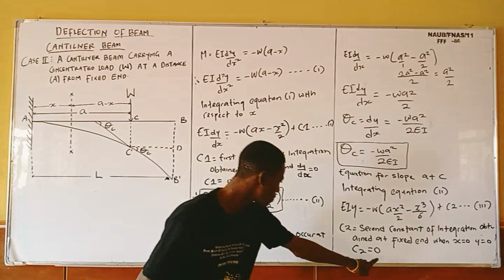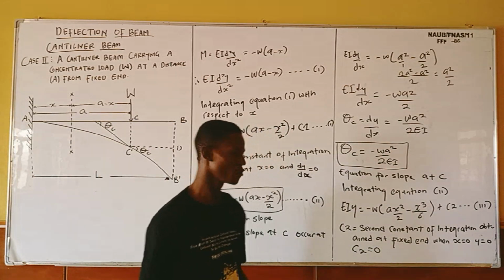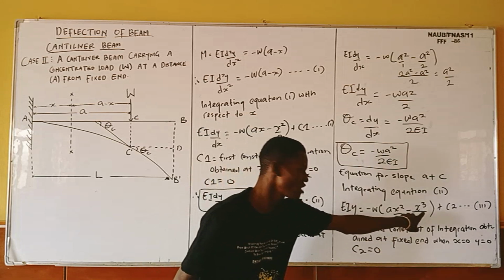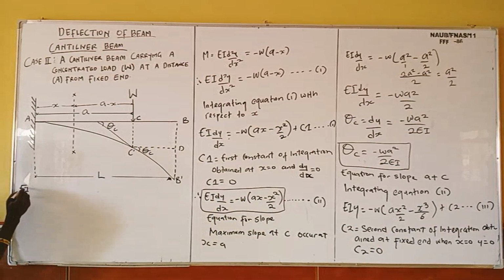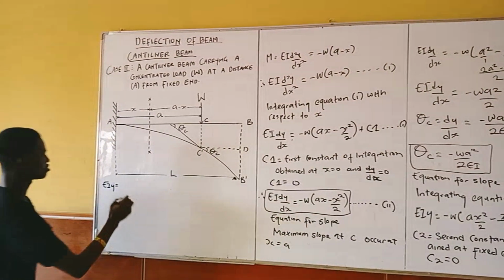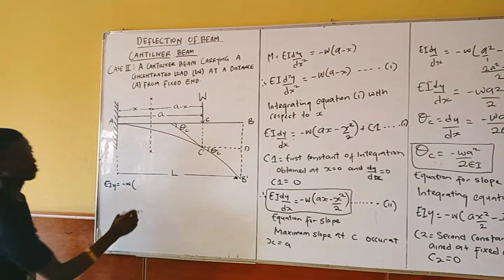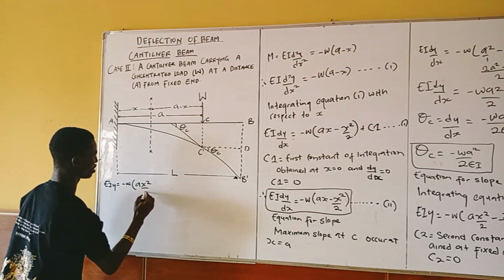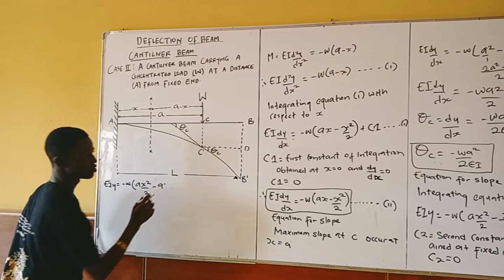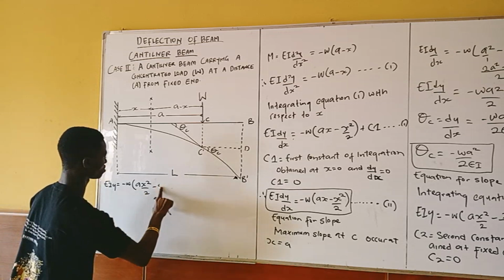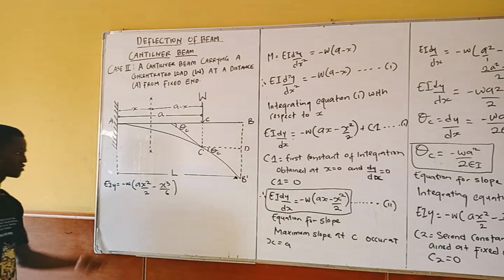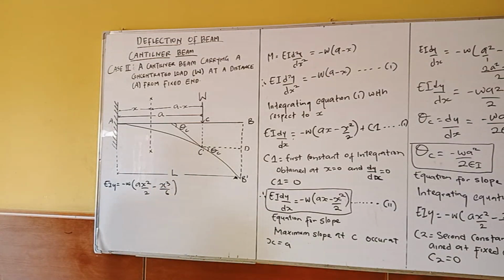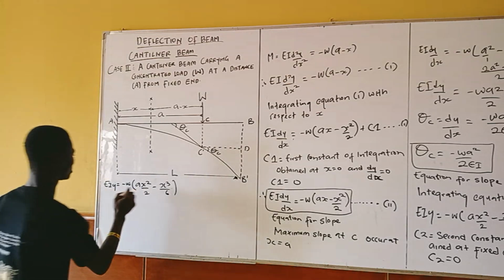So now I know that the value of my C2 is equal to 0. What remains is to add 0 to this equation, which gives me the equation back: EIy equals minus W times A X squared over 2 minus X cubed over 6. The next thing for me is to simplify this equation.